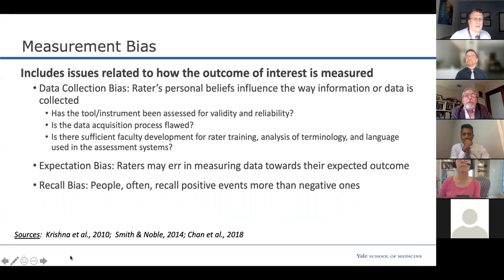So measurement bias includes all those issues that relate to how your outcome is measured, what you care about being measured. So there's this first, probably largest, data collection bias. As a rater, my personal beliefs can actually influence how I collect data or what data is actually collected. And that's very important. So ways to minimize this is you need to think about, has the tool or instrument that's being used been assessed for validity and reliability? Really key points.